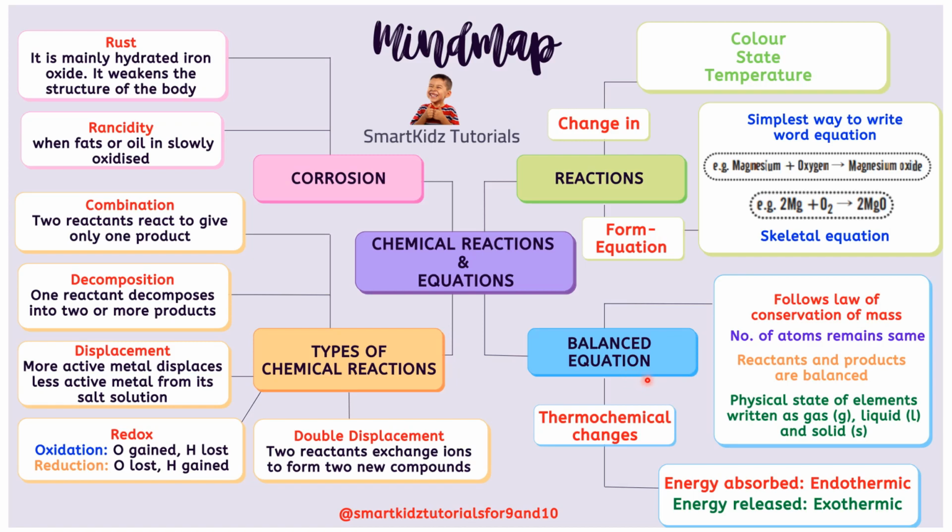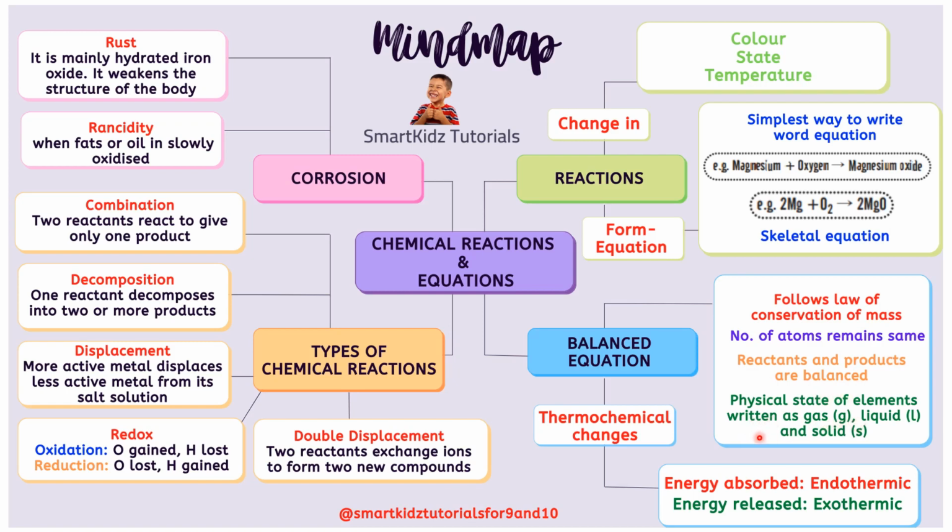Coming to balanced equations. What are balanced equations? The word itself says that the equation is balanced on either side, that means on the reactant side as well as on the product side. It follows the law of conservation of mass, and according to the law of conservation of mass, the amount of mass on the reactant side remains the same as that of the product side, and nothing gets wasted or destroyed. So if there are x number of atoms on the reactant side, there has to be x number of atoms on the product side as well. The number of atoms remain the same. Reactants and products are balanced.